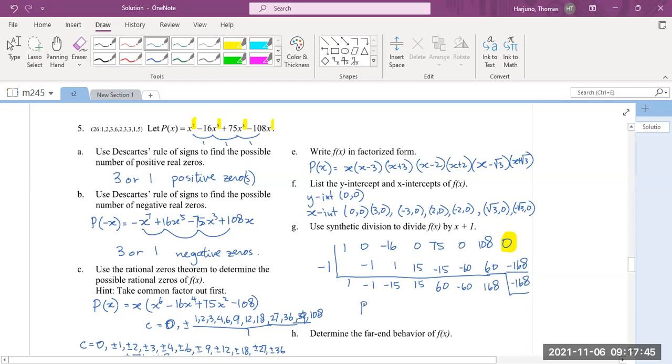So the quotient, p(x) divided by x plus 1, the degree of 7 becomes the degree of 6. x to the 6 minus x to the 5th minus 15x to the 4th plus 15x to the 3rd, plus 60x squared minus 60x plus 168, minus 168 over x plus 1.